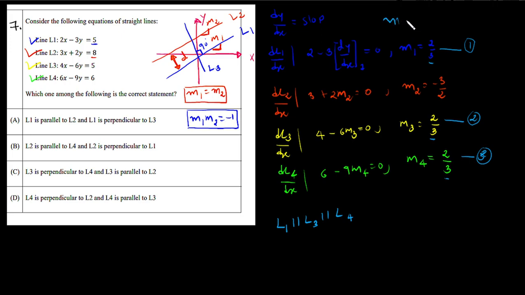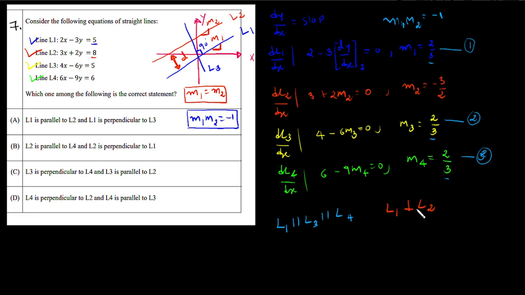m1 multiplied with m2, you can easily see here we have 2 by 3, here we have negative 3 by 2. So the multiplication of those two numbers will give me negative one, which is the necessary requirement for the perpendicularness of any two lines. So I can say this L1 is perpendicular to L2. So I can write here, L1 is perpendicular to L2.